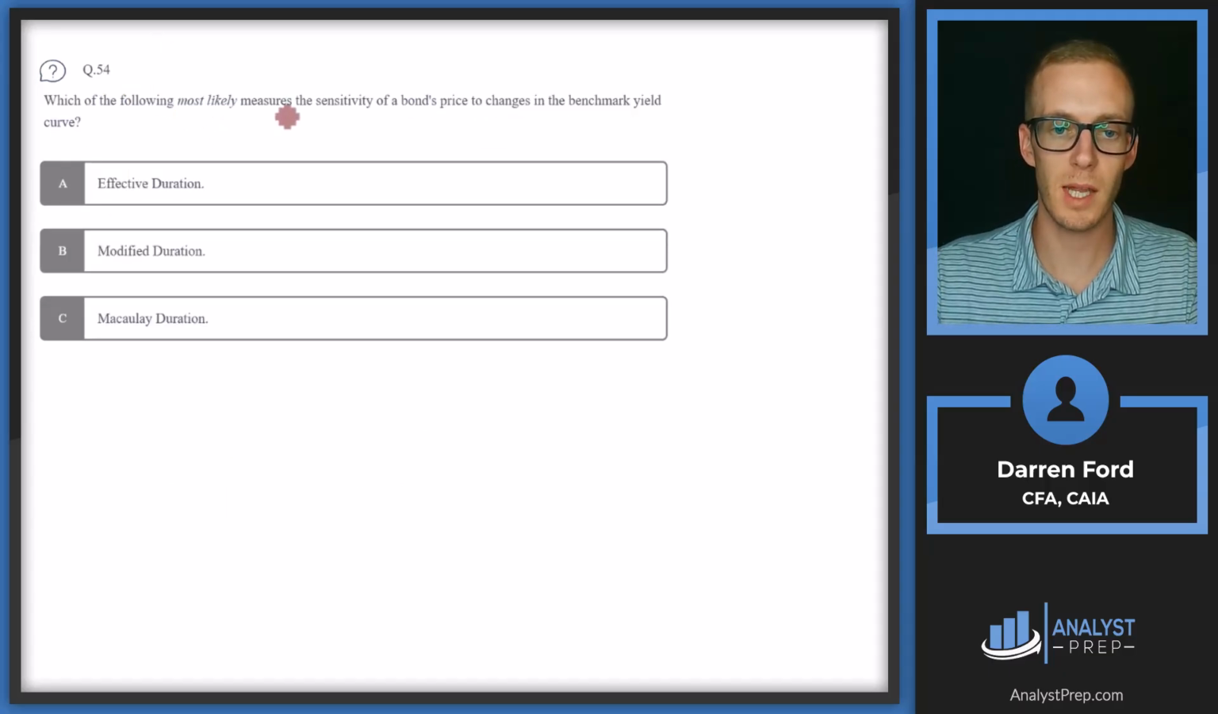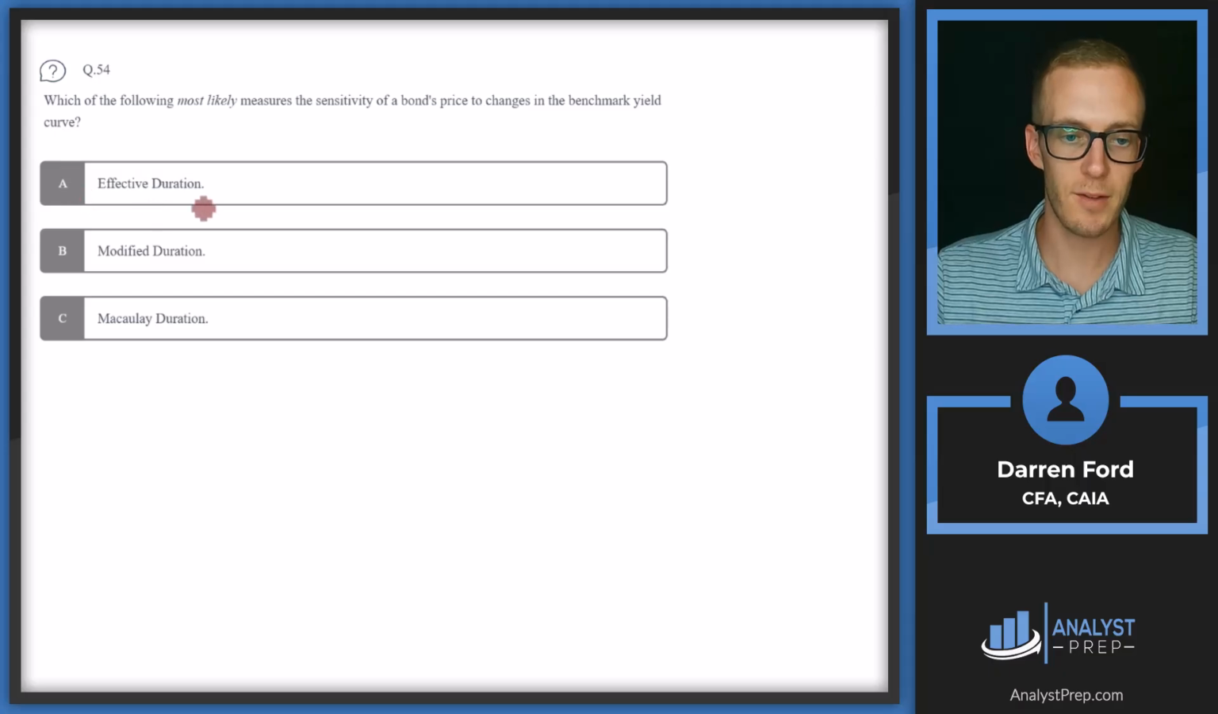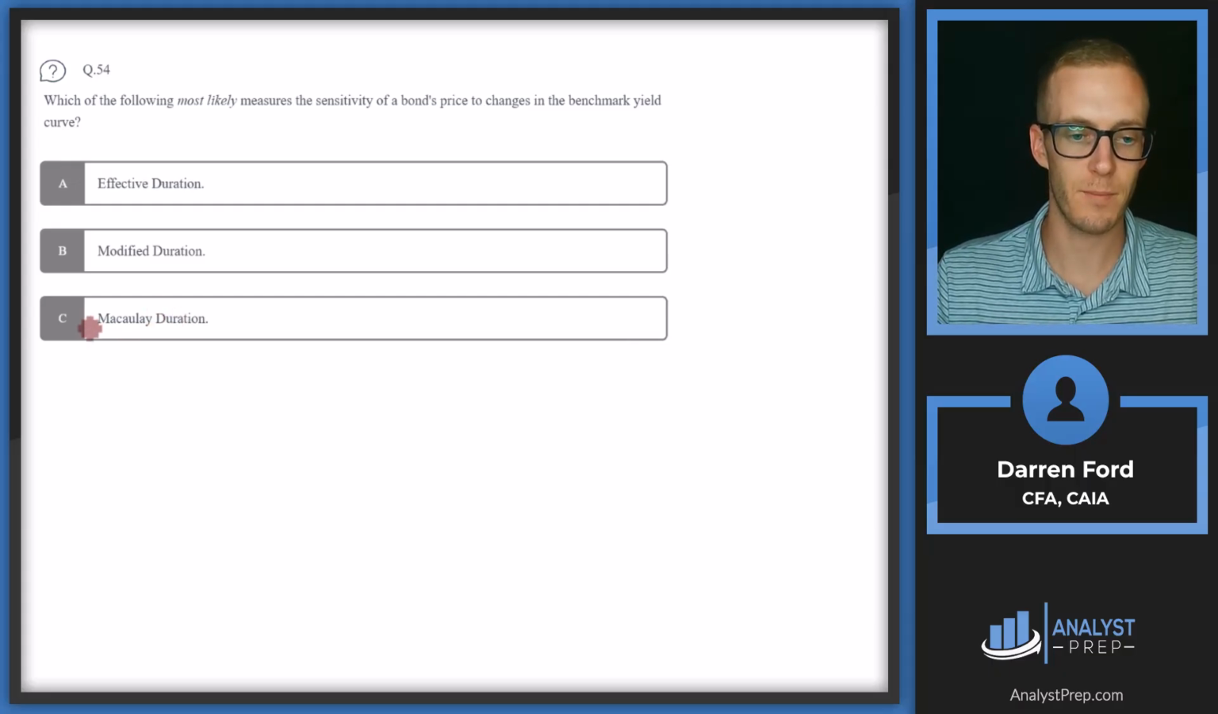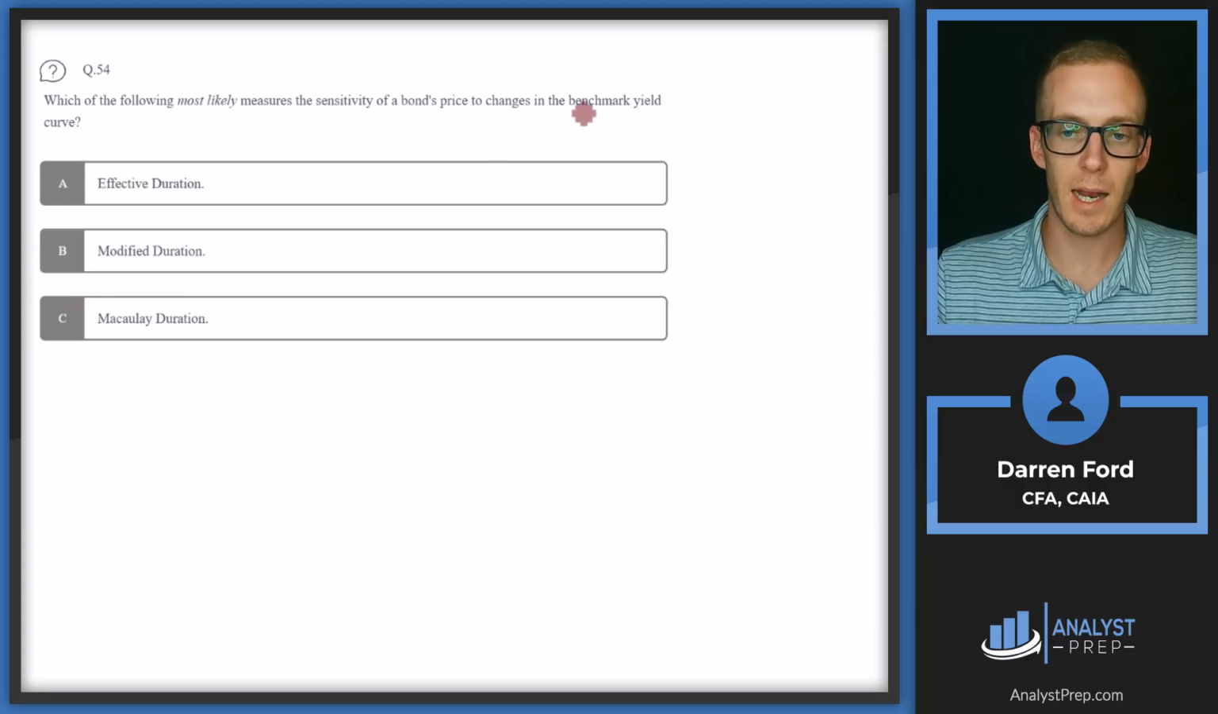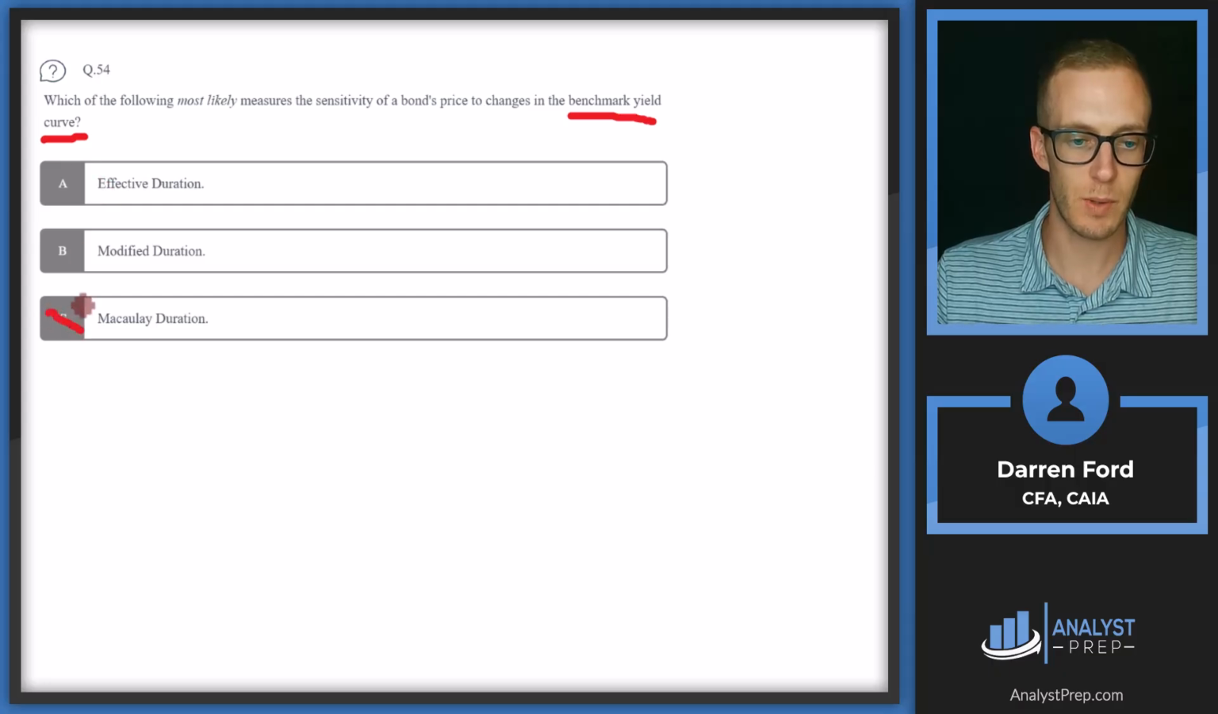Question 54. Which of the following most likely measures the sensitivity of a bond's price to changes in the benchmark yield curve? So we've got A, effective duration, B, modified duration, or C, Macaulay duration. Macaulay duration is going to be more cash flow based, and this is basically telling us, if we have a change in rates, the amount of time that it takes for us to get our money back based on the price loss that we have. So that's not as much going to be based on the benchmark yield curve. It's going to be more cash flow based. So we can rule that out.